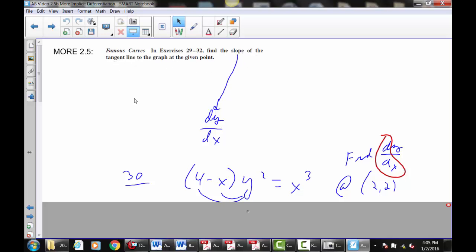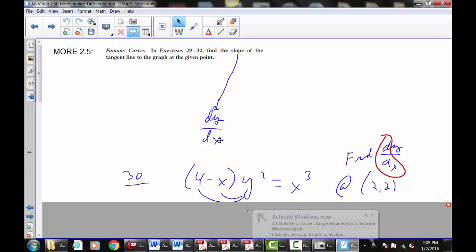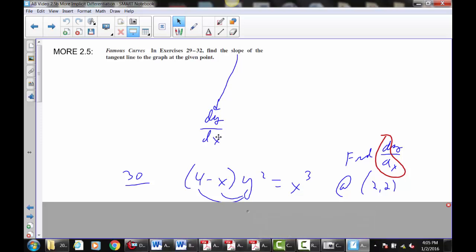Whenever they ask you to find the slope of the tangent line, you know it's dy over dx. It's important we understand from this point forward, it really matters with respect to what. Slope is rise over run, which is change in y over change in x. So the key thing you need to understand is you're trying to find d dx of y, so you're going to take d dx of each side.